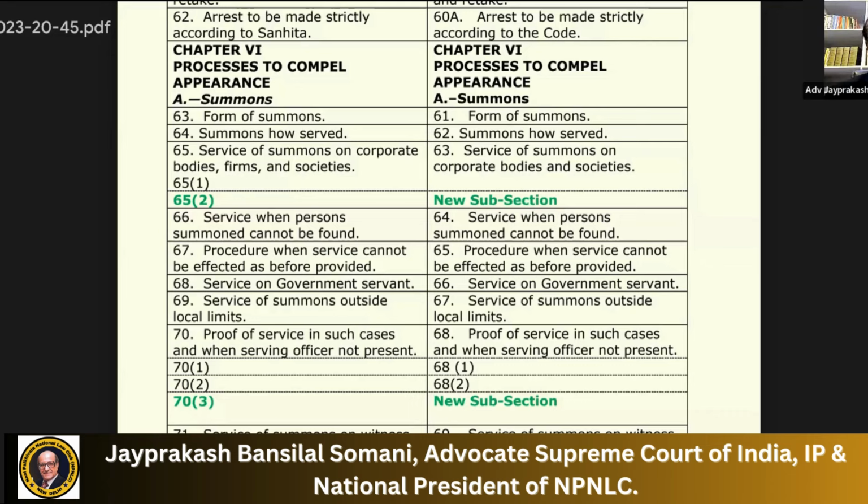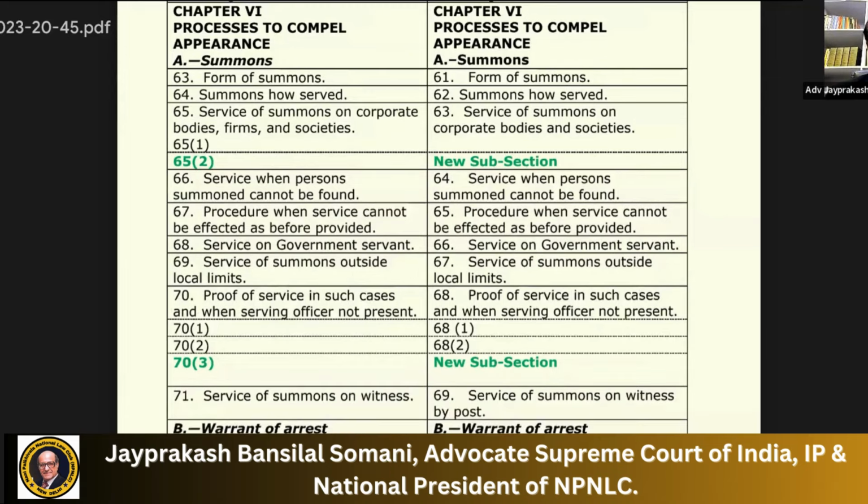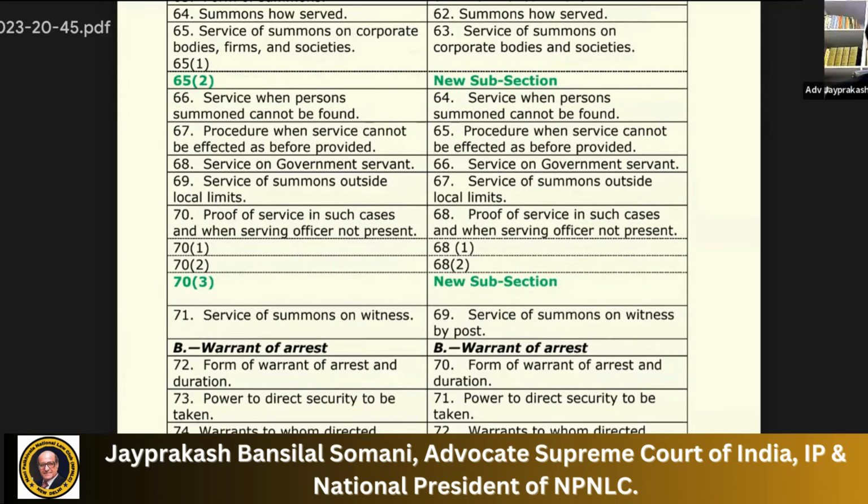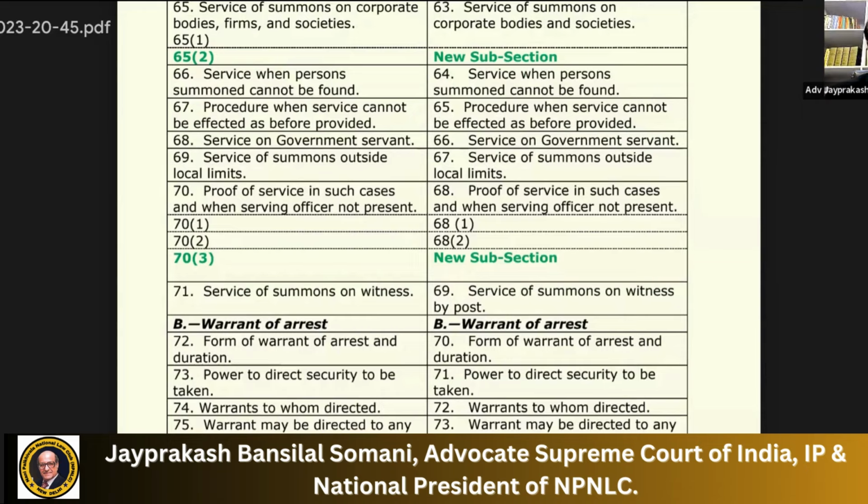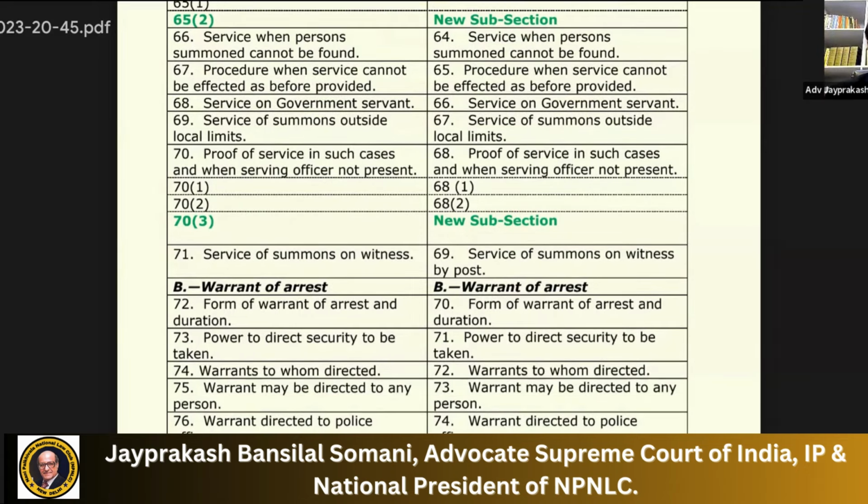In BNSS 65.1, 65.2, which is a new subsection. In BNSS section 66, service when persons summoned cannot be found. Its earlier section was CrPC 64. Section 67, procedure when service cannot be effected as before provided. Its earlier section was CrPC section 65. BNSS section 68, service on government servant. Its earlier section was CrPC 66.